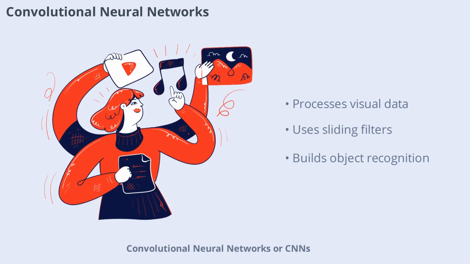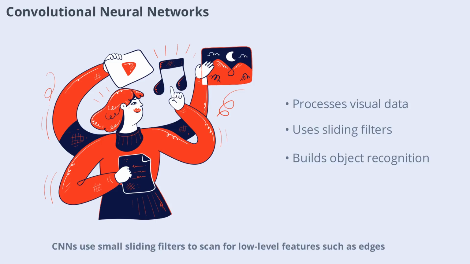Convolutional neural networks, or CNNs, are designed specifically for visual data like images and videos. Instead of analyzing an entire image at once, CNNs use small sliding filters to scan for low-level features such as edges, textures, and colors. These features are then combined to recognize full objects. CNNs have revolutionized fields like computer vision, enabling machines to identify faces, detect objects, and even drive cars. A unique structure makes them incredibly effective for image-related tasks.